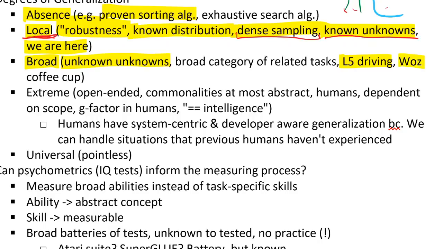Also here, the Wozniak coffee cup example, where basically Wozniak says you should be able to build a robot that goes into any kitchen and gets you a cup of coffee. And here you have unknown unknowns, because you can't possibly foresee all possible kitchen arrangements. There might be obstacles and so on. There might be different coffee makers that you've never encountered before.